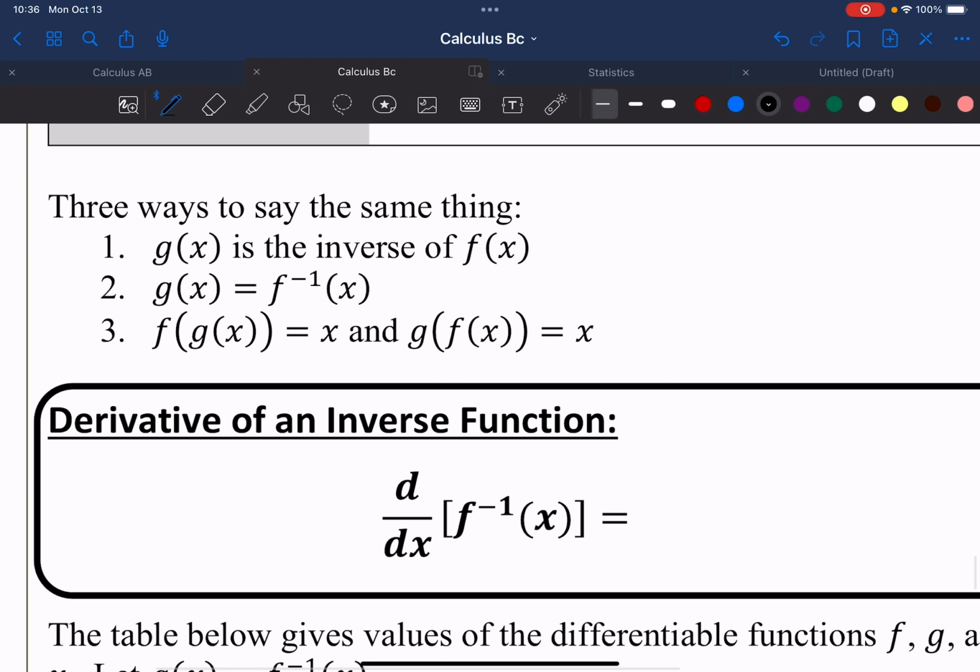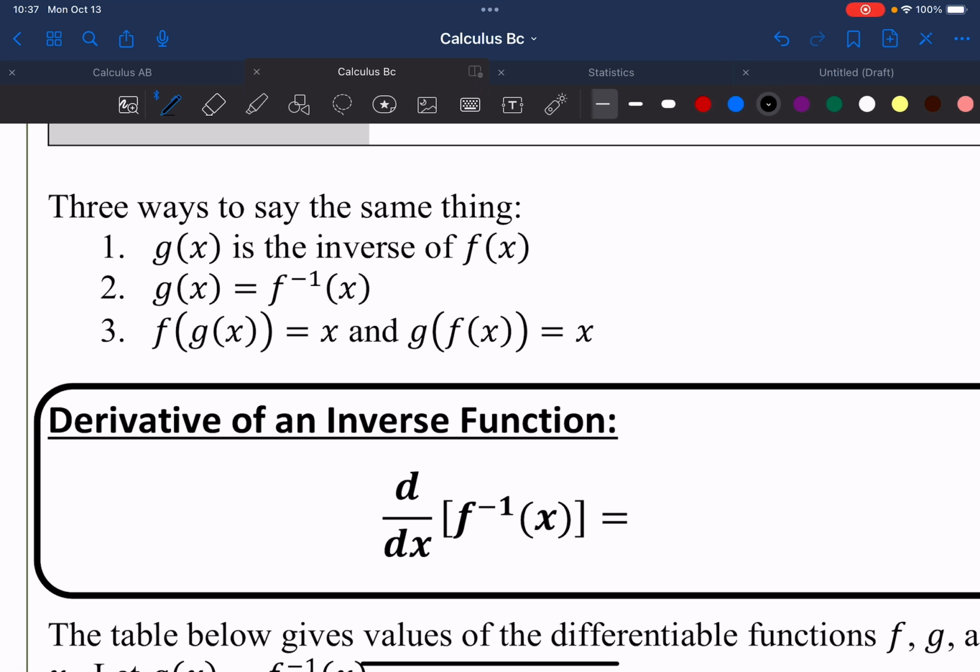Here are three ways to say the same thing. g of x is the inverse of f of x. Or we could say g of x is equal to f inverse x. Same thing. Or that the composition of f of g of x and g of f of x are both equal to x, which tells us that they are the inverse of each other.